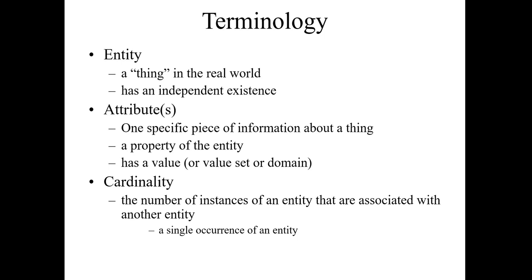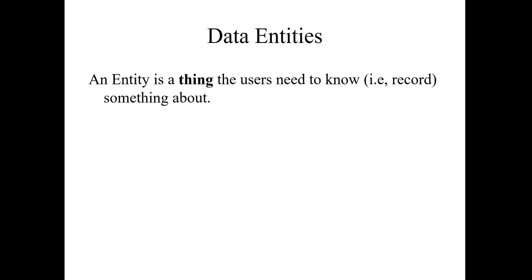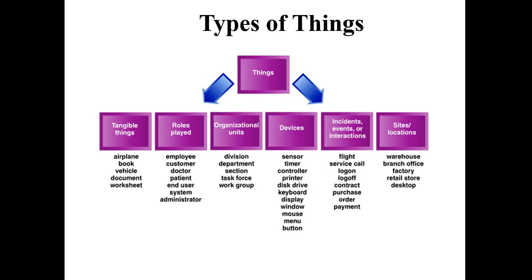Entity: a thing in the real world that has an independent existence. Attribute: one specific piece of information about a thing, a property of the entity, which has a value or value set, a domain. When we look at the degree of relationship, technically it is known as the cardinality: the number of instances of an entity that are associated with another entity. That may be single, that may be multiple.